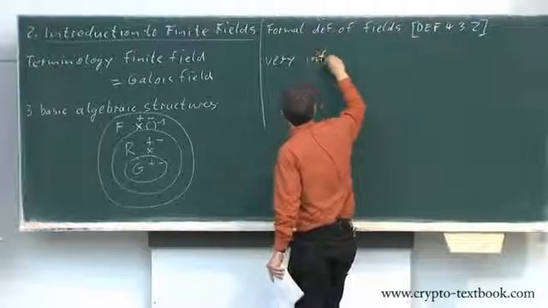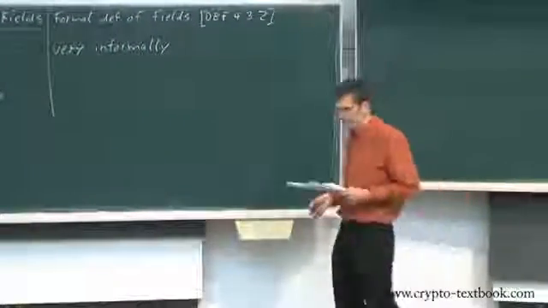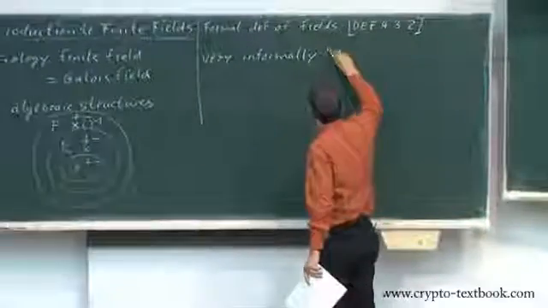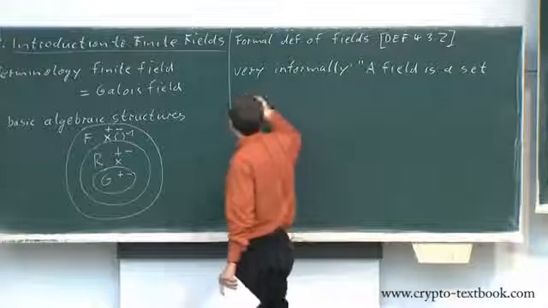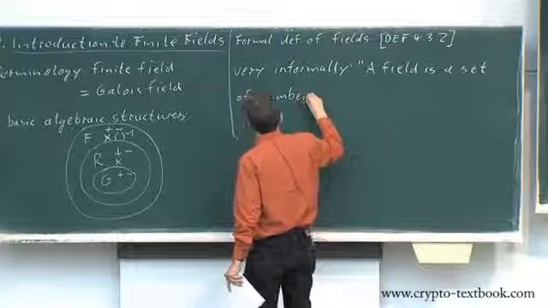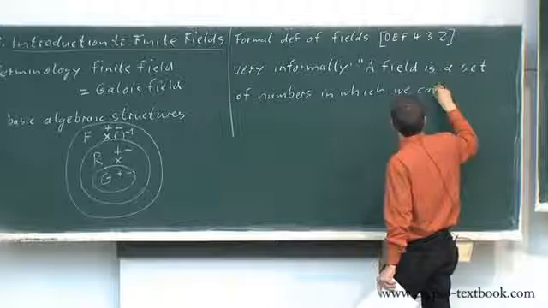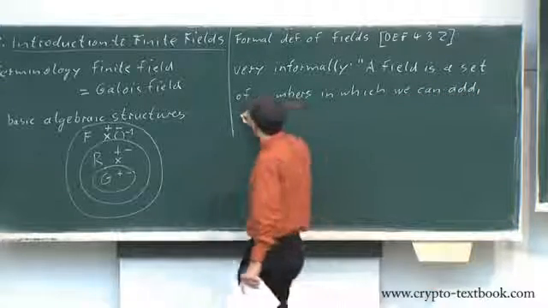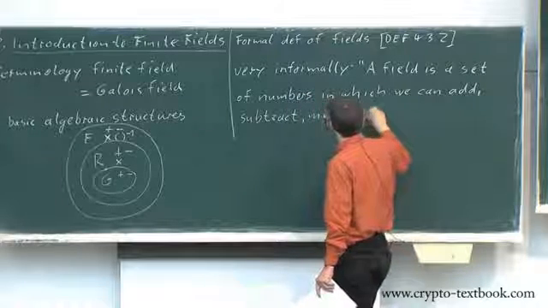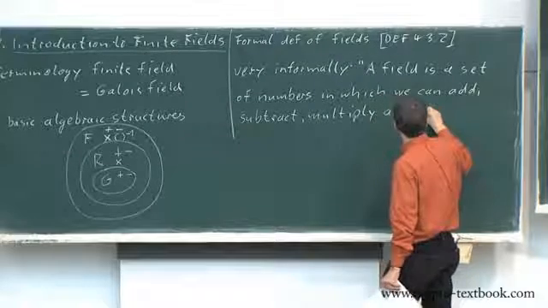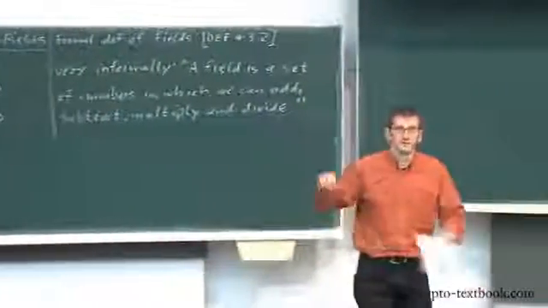Very informally, sehr umgangssprachlich, okay? Very informally, a field is a set of numbers in which we can add, subtract, multiply, and divide. End of quotation mark. Zitat, Herr Paar. Okay.